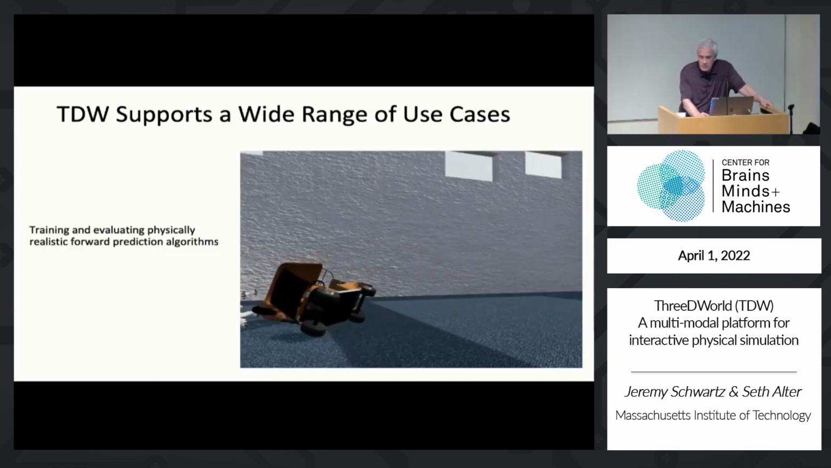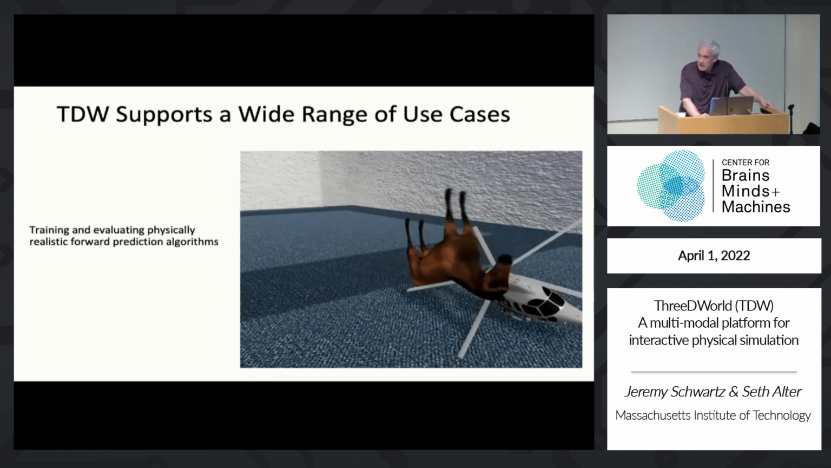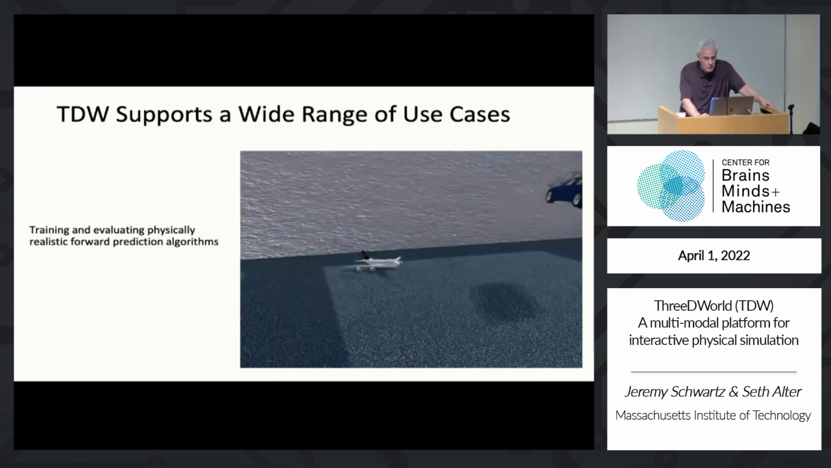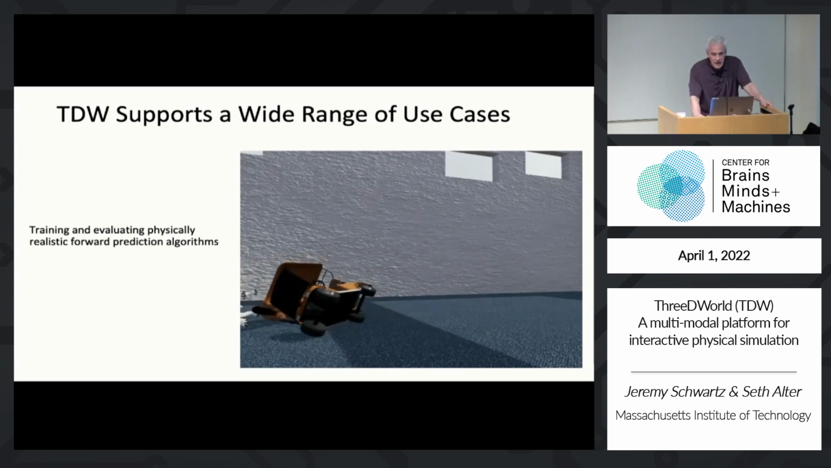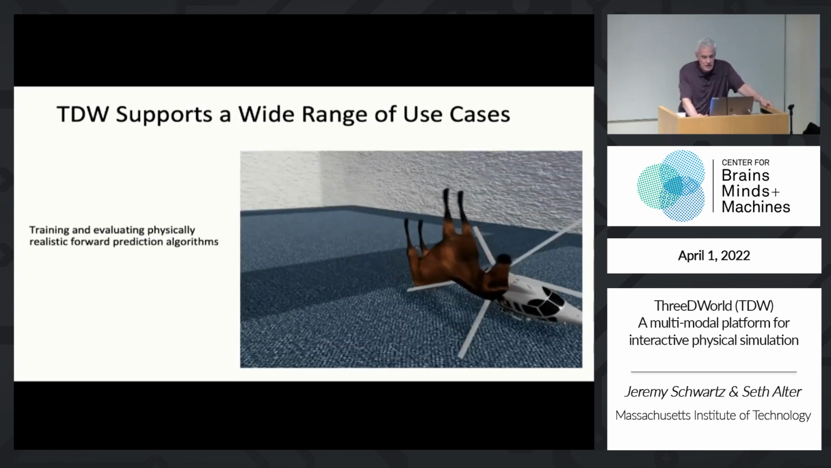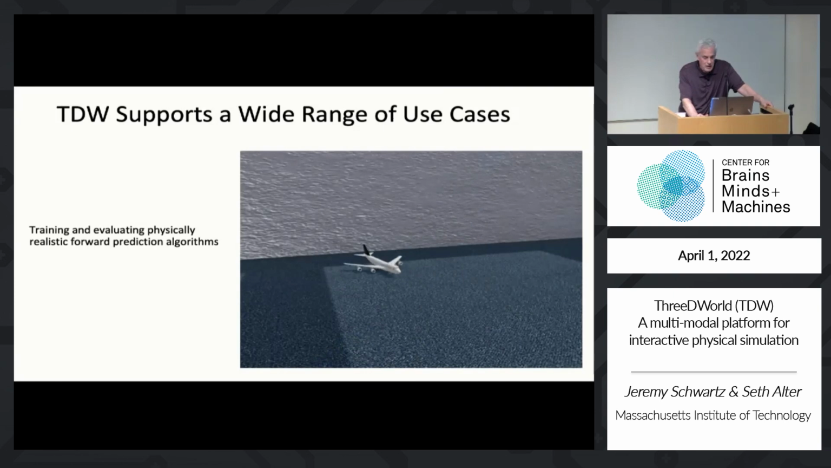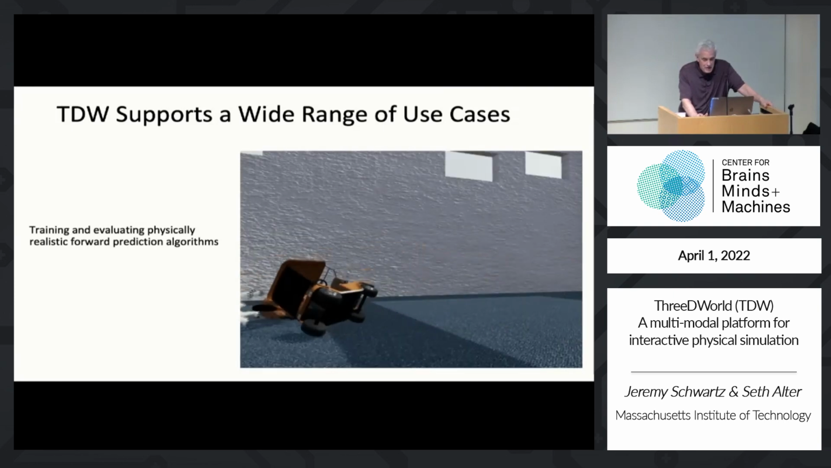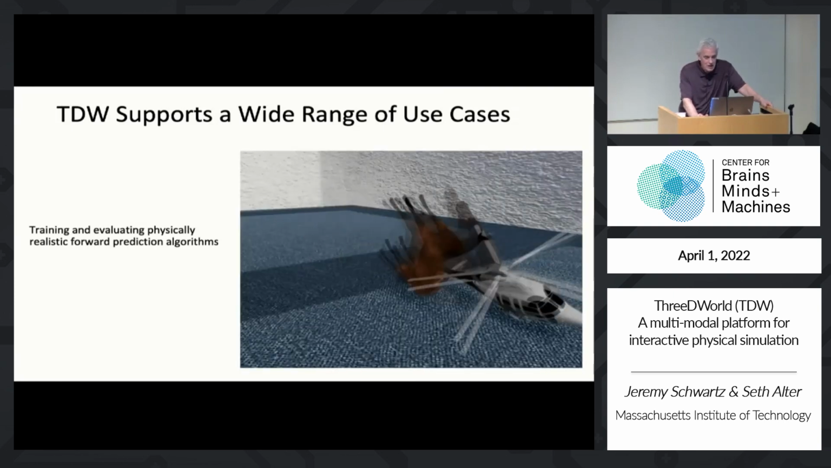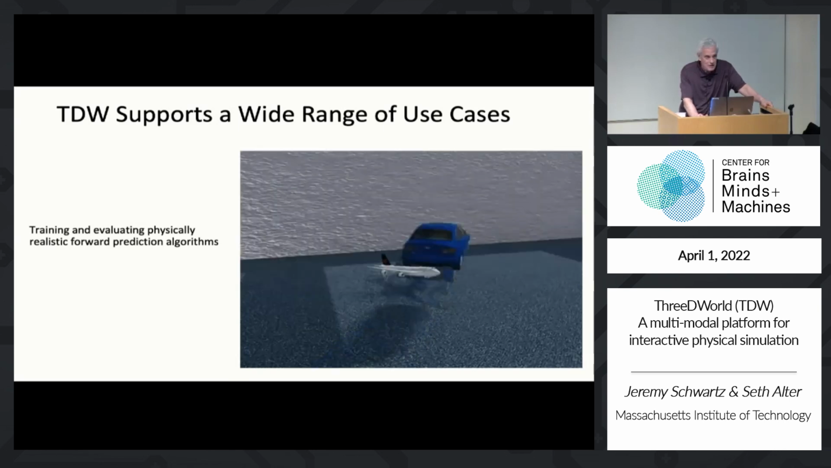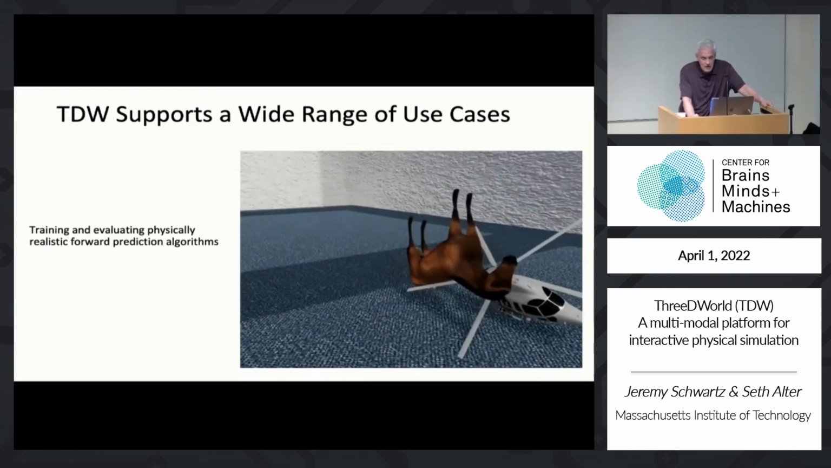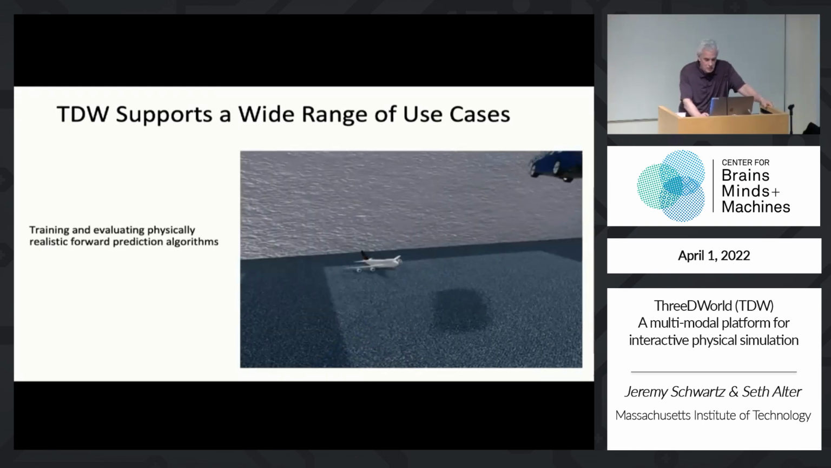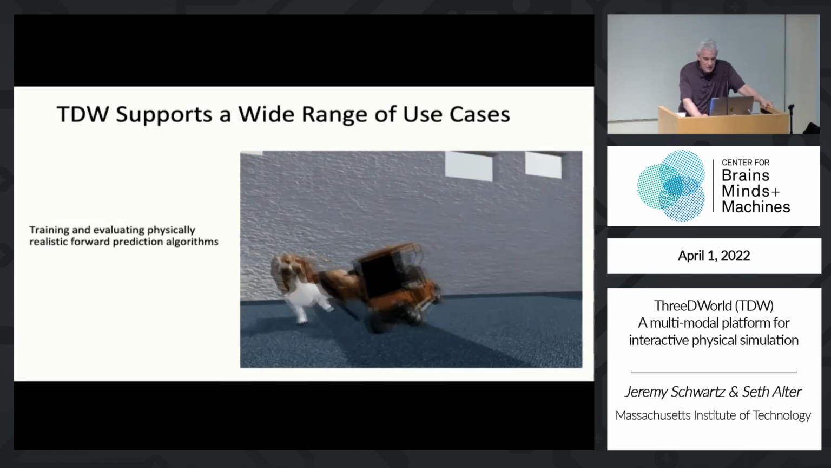Here we see an example of TDW being used for the training and evaluation of physically realistic forward prediction algorithms. So as human beings, we learn at a very early age that the results of objects coming into contact with each other affects how we interact with them. For agents to learn this, they must understand, among other things, how momentum and geometry affect collisions. In this clip, randomly selected toy objects are created with random physics material values. A force of randomized magnitude is applied to one toy, which is then aimed at another toy.